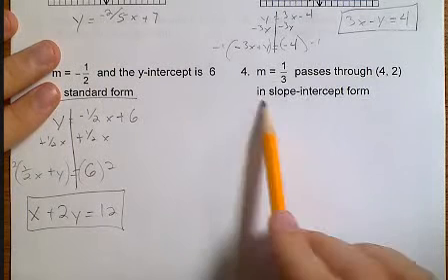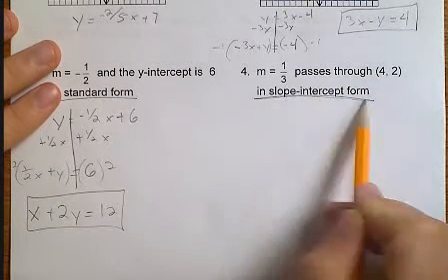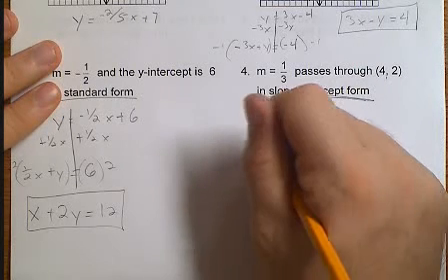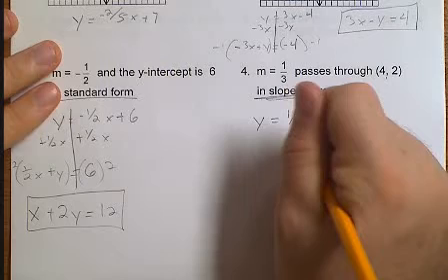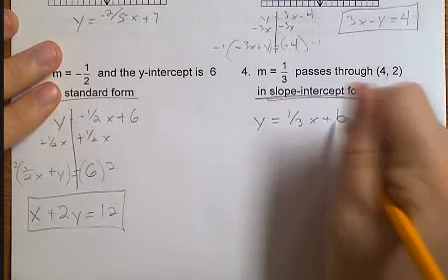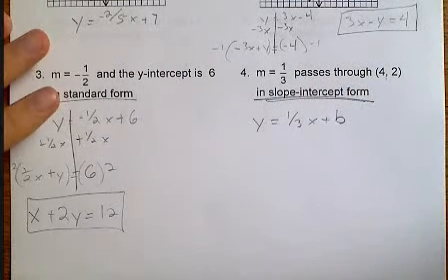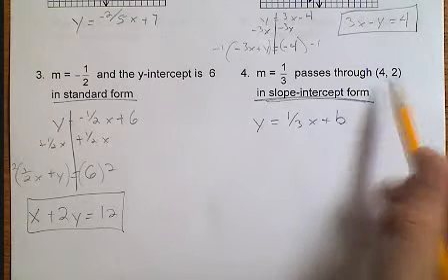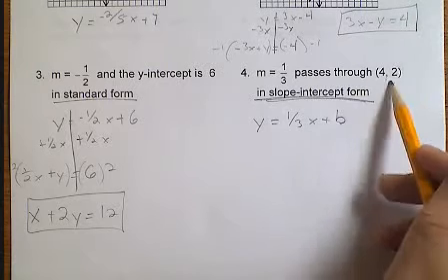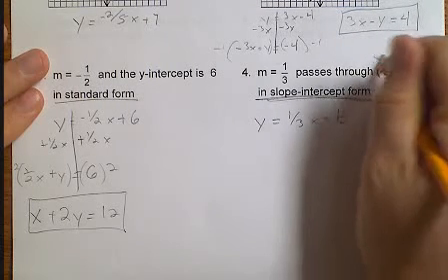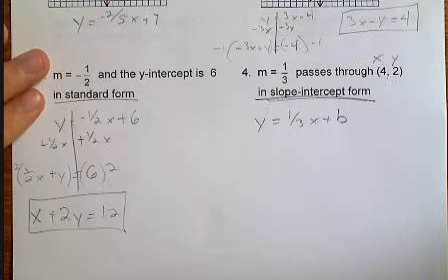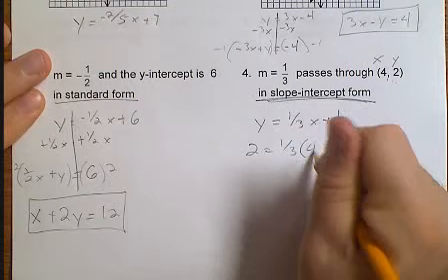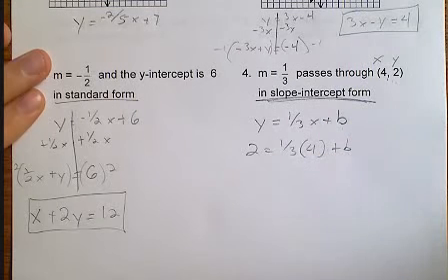Here they want it in slope-intercept form. And they gave us a point. So I know what m is. So let me go ahead and fill out what I know. I don't know what my y-intercept is. It's not this. So I'm going to use this point to figure out what b is by plugging numbers in. So y is 2, x is 4. Now let's solve.